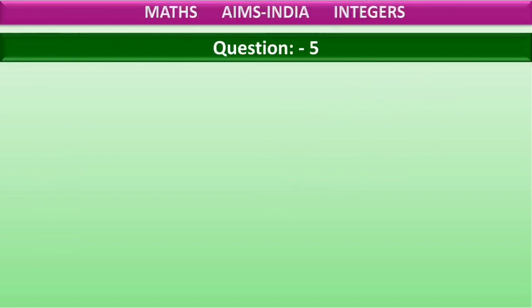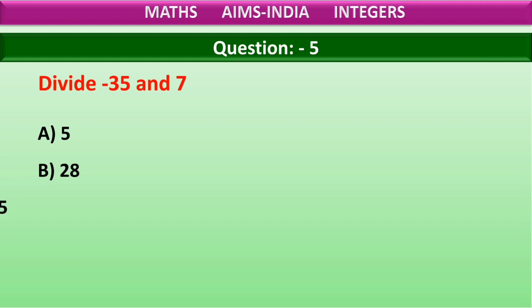Question number 5. Divide minus 35 and 7. Option A 5, option B 28, option C minus 5, option D minus 28. Which is the correct answer? We are dividing here a positive and a negative integer. The correct answer is minus 5.